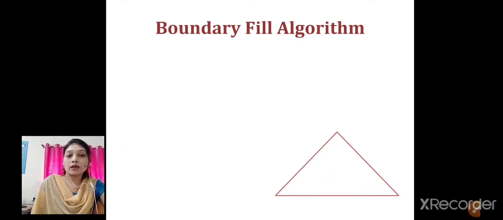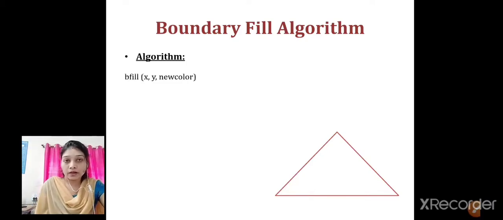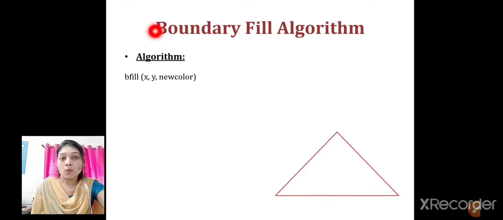So what exactly are the algorithm steps? Let's see. We'll start with the algorithm. First, we are designing a function called bfill, boundary fill. In that, we provide the coordinates x comma y. These are the coordinates of your current pixel or seed pixel, that is the starting pixel, and you have to fill that boundary or polygon with a new color. So that's why I have passed these three parameters: x, y and the new color. With that, I have to start my algorithm.